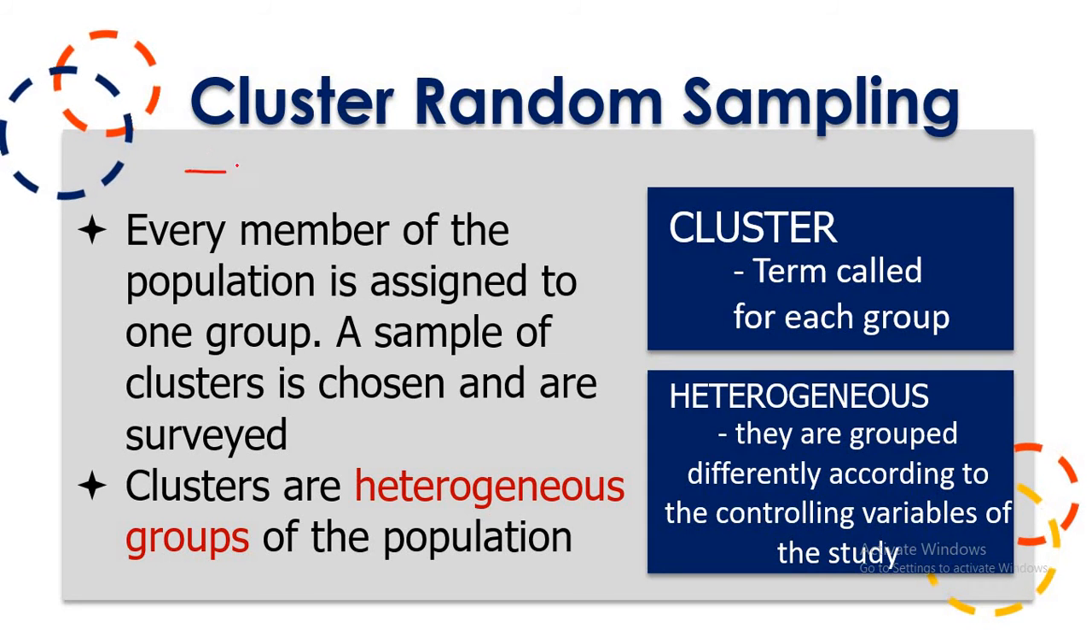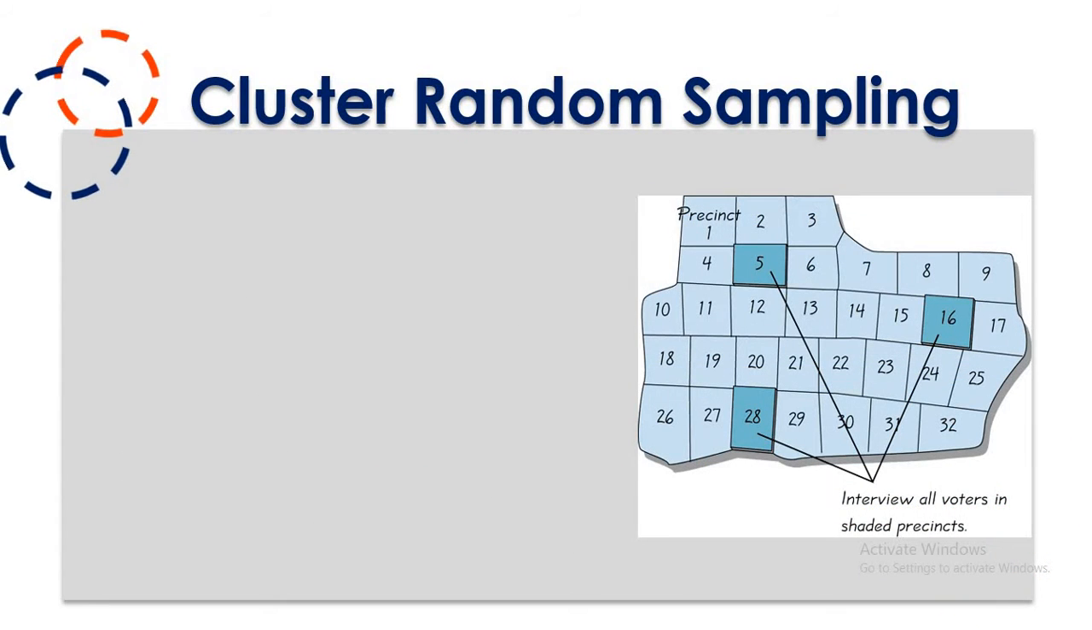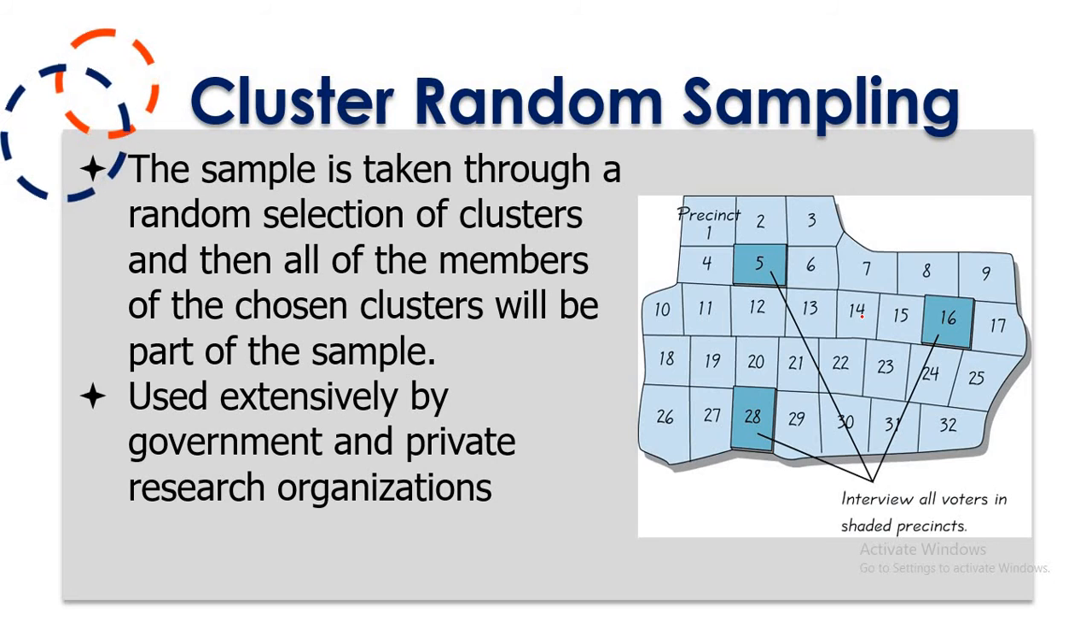So usually, we use cluster random sampling if the data that we want to get would be more on geographical, or if we want to take surveys from different regions or locations. Say for example, an exit poll.